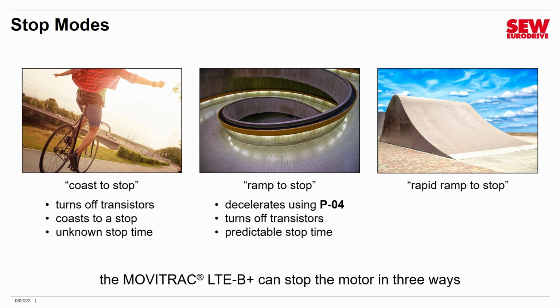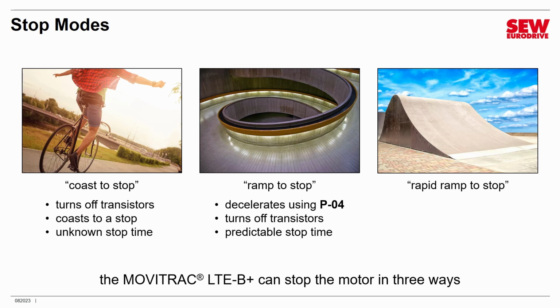Ramp to a stop is a little different. The VFD deliberately uses parameter 04 to decelerate the drive at a predictable rate. Then, when it's reached the end of the ramp, it turns off the transistors. What that means is you actually have a very predictable stop time. You know how long it will take. If you've got a brake on the motor, it will get applied near the end. If you don't, it's still probably not a problem since you've deliberately slowed down and stopped.